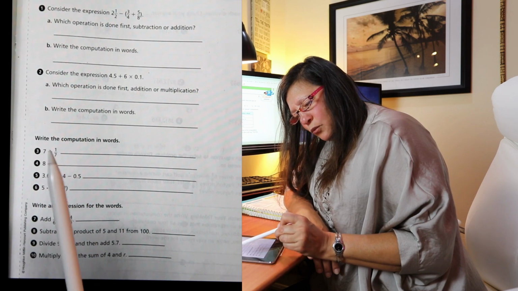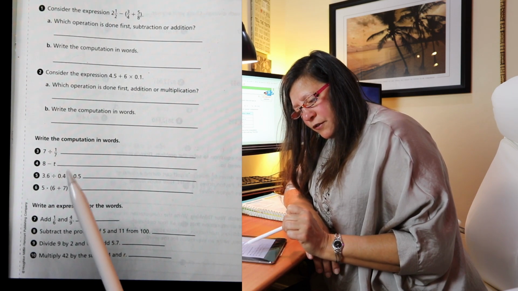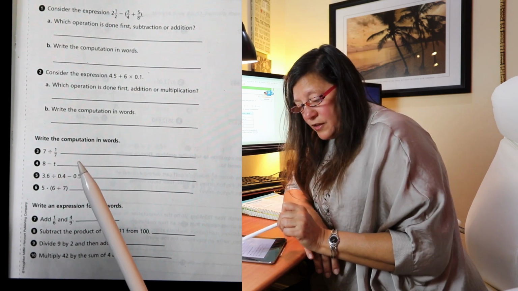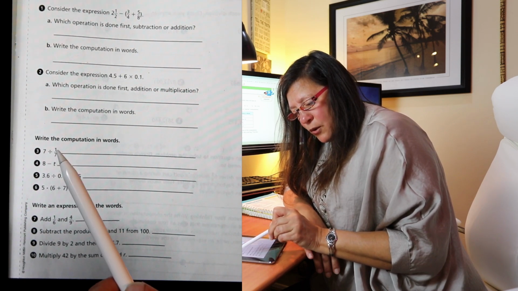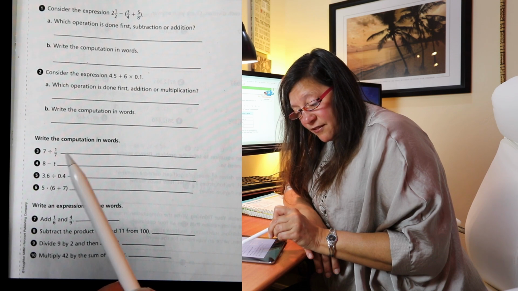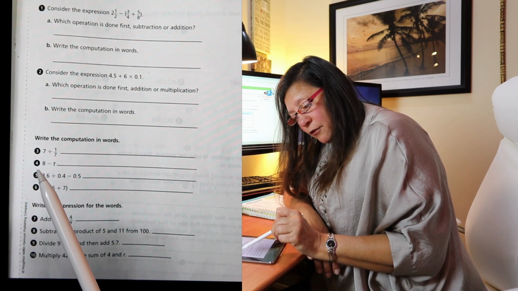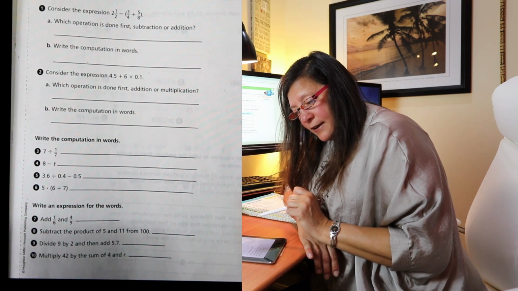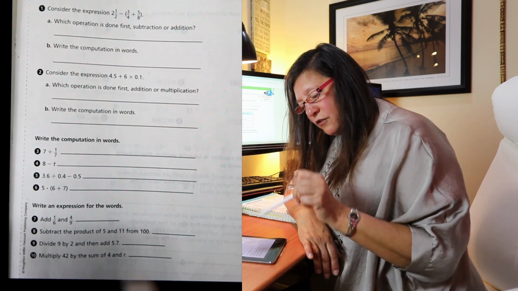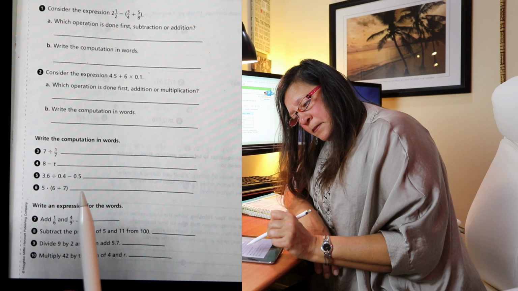3 through 6, write the computation in words. Remember to always start with the operation word. Okay, 7 divided by 1, 7. So you start with divide. Number 4 is a subtraction problem. So you would start with subtract and think about what you are taking from the other.